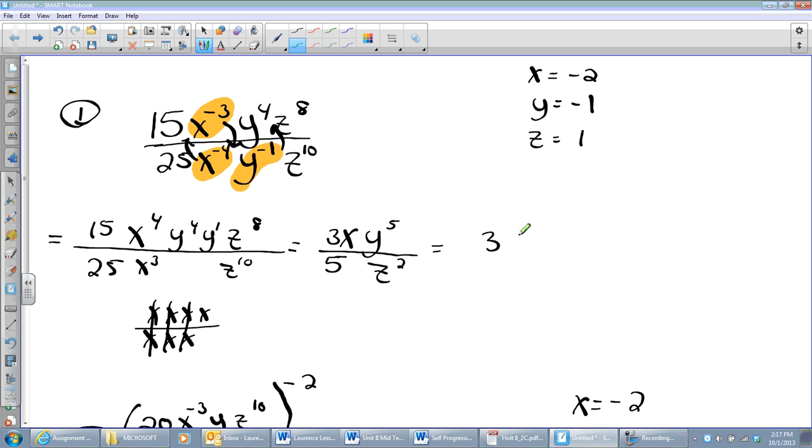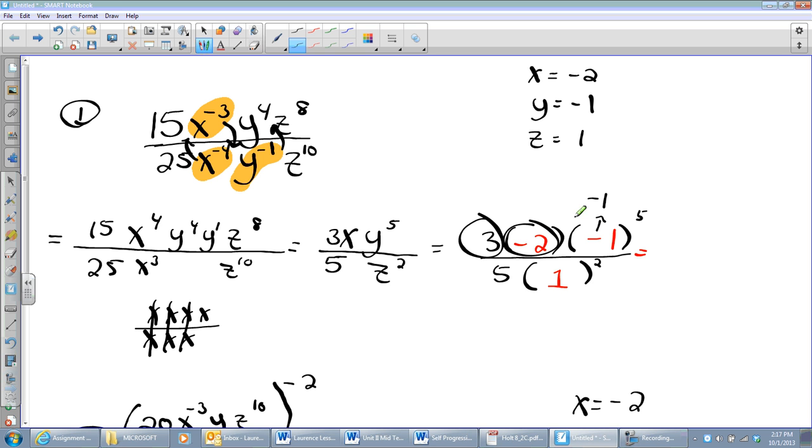Okay, so now I'm going to have 3, and I'm going to substitute in for x, and I'm going to substitute in for y, and that'll be over 5, and I'm going to substitute in for z. So, x is -2, y is -1, and z is +1. So I'm going to simplify things as best I can. I know that -1 to the fifth power will be -1. I'm going to have 3 times -2 times -1. It's going to be a positive answer, and it should be a 6. In my denominator, I'm going to have 1 squared, which is 1, times 5, which is 5. My answer is 6/5. Pretty easy stuff.